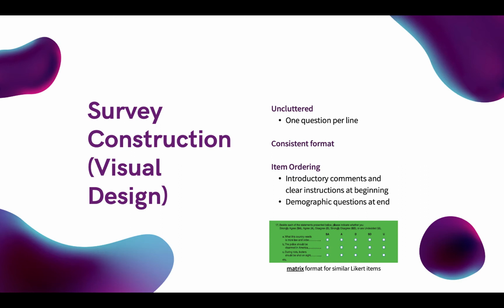You want to keep it consistent across the entire survey. And finally, item ordering. In your survey, you want to have introductory comments about the survey, the purpose of the survey, who you are, clear instructions, and then move all of your demographic questions to the end. As they're wrapping up the survey, their attention or interest in the survey tends to decrease. So you want to leave the easier questions for them at the end, the easier being those demographic questions.